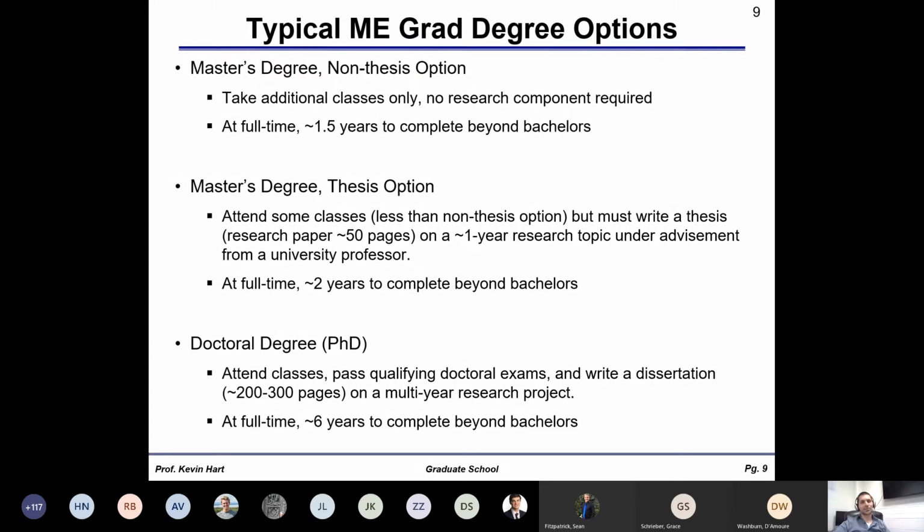And finally, your other option for an ME grad degree is a PhD, right? Which it might be in the cards for some of you if that's what you're interested in. Here, you're going to attend a lot of classes beyond your bachelor's degree. You have to pass some qualifying exams. You have to write a dissertation of between 200 and 300, probably closer to 300 pages on a multi-year research project. At full time, this takes about 6 years to do. It's about how long it took me to do it. Right? I graduated with my PhD when I was 28.